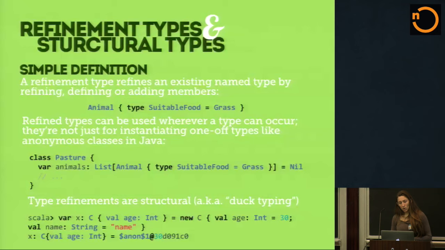The last interesting variety of types I'm going to talk about are refinement types and structural types. These are different, but I'm going to really talk about refinement types right now. A refinement type refines something that already exists by adding new members or doing something new to it.